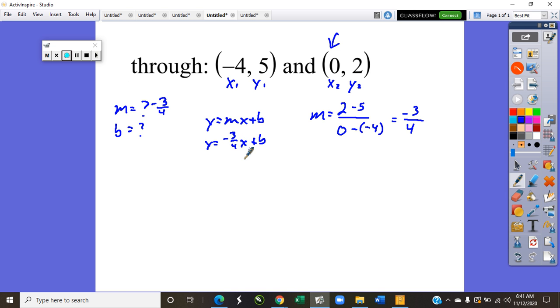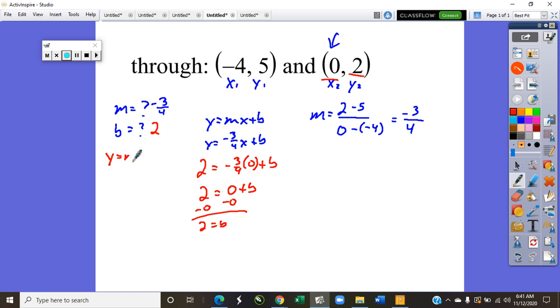So I'm going to replace my y with 2 from here. So 2 equals -3/4, 0 is my x, plus b. Well, 2 equals -3/4 times 0, which is 0, plus b. So 2 equals b. I found this. And that 2 is positive or negative? Positive.